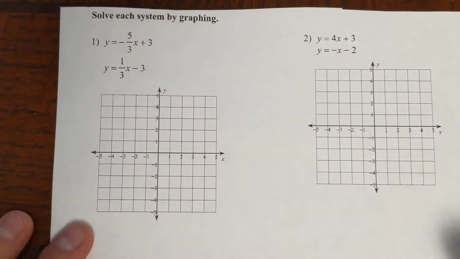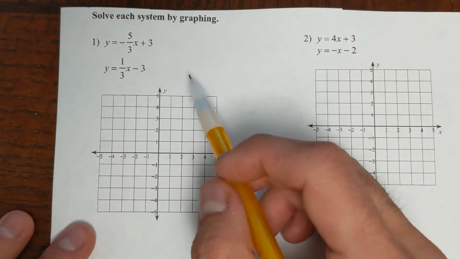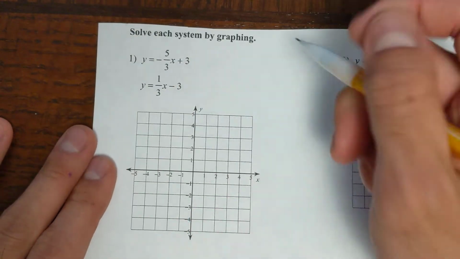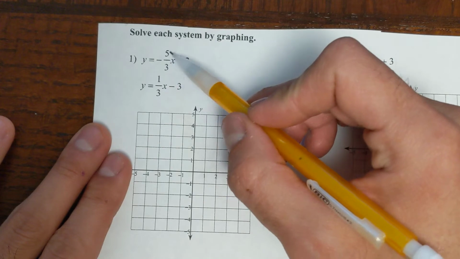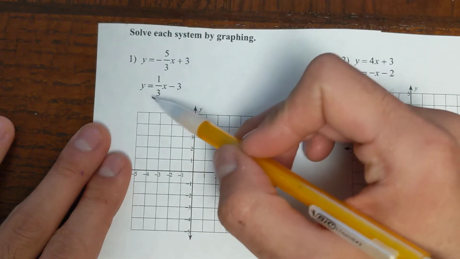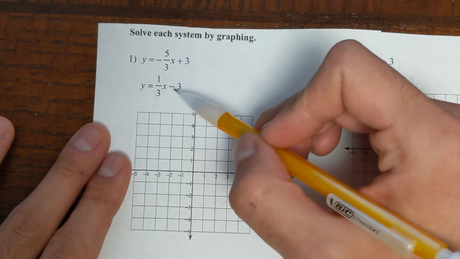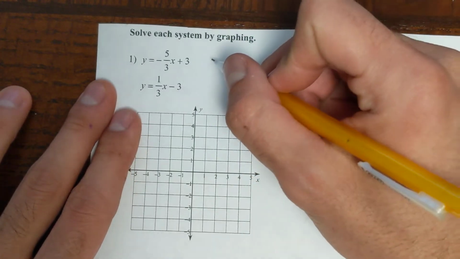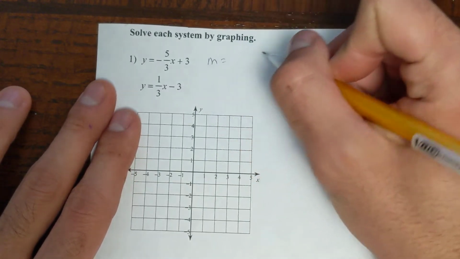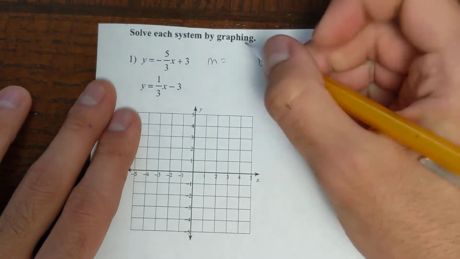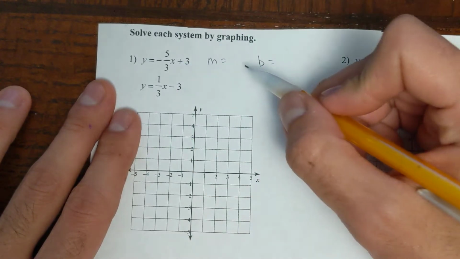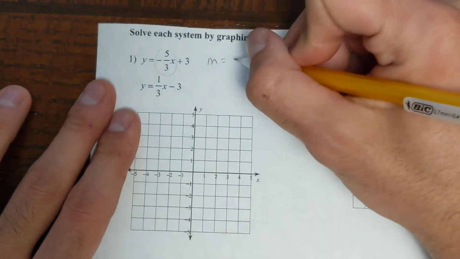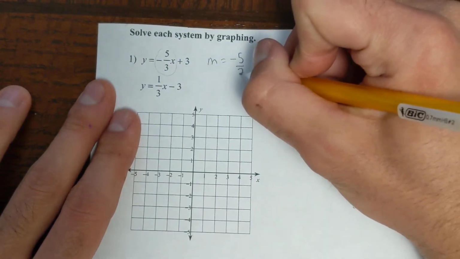All right, for this week's homework, we are solving systems of equations by graphing. So when I look at number 1, I have y equals negative 5/3 x plus 3 and y equals 1/3 x minus 3. So when I graph, I need to figure out what is my slope and what is my y-intercept. So looking at this first equation, my slope is here. So my slope is negative 5/3.